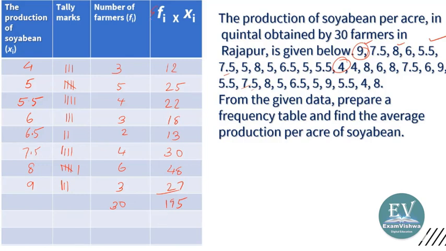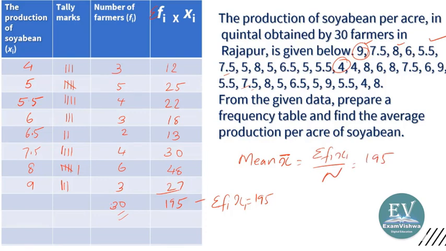This is nothing but the sigma, the sum of what you got from here, which we can write as FiXi, which is equal to 195. You got it. And you will do one thing, and you know this is 30, so the mean, which is represented by a symbol like this, is the sum of this upon n, which is equal to 195 upon 30, which is equal to 6.5 quintal.